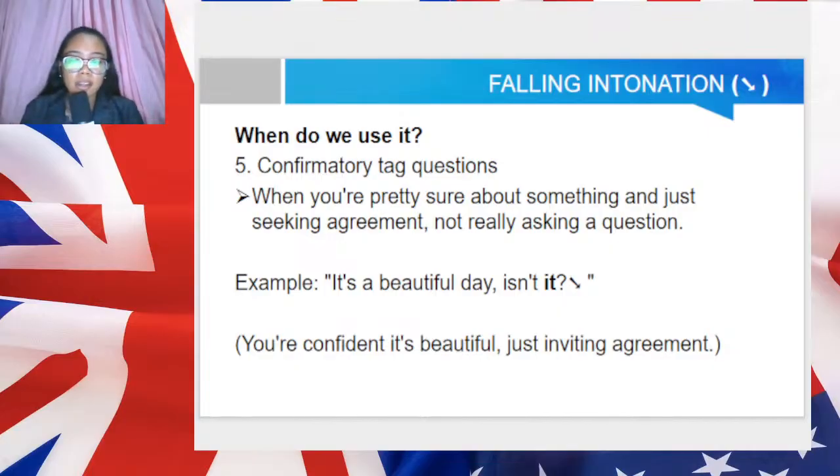Now let's have this one. Another context that we have here is confirmatory tag questions. This is when you're pretty sure about something and just seeking agreement, not really asking a question.